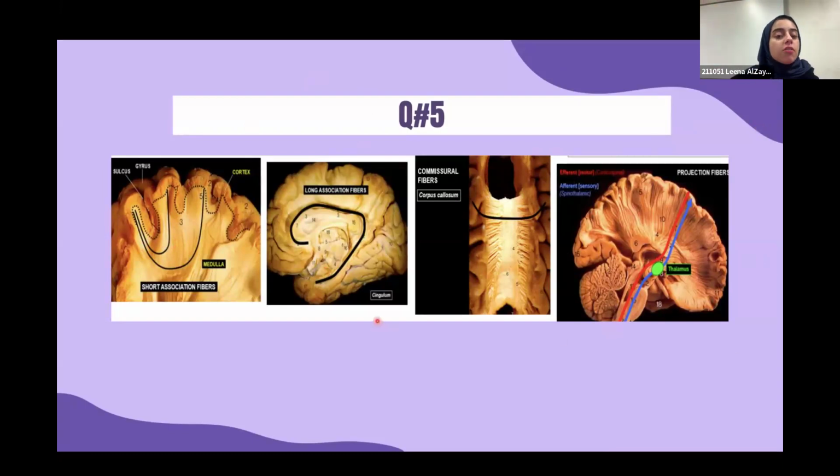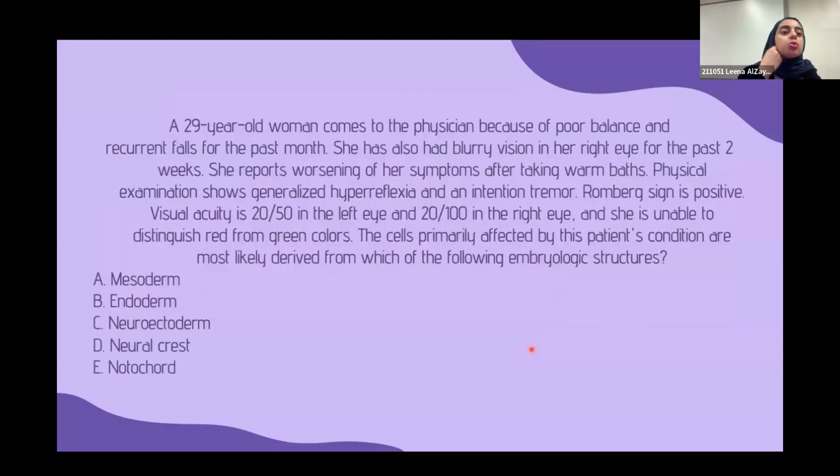What's an example of a long association fiber? Like the cingulum. What's an example of the commissural fibers? It's the corpus callosum. And what's an example of the projection fibers? We have ascending and descending tracts. Give me an example of a descending tract and an example of an ascending tract. At this point, you guys think this is common sense, right? So an example of an ascending tract would be a sensory tract, for example, the spinothalamic. And a descending tract would be the corticospinal. Okay, perfect. So let's go off to embryology now.